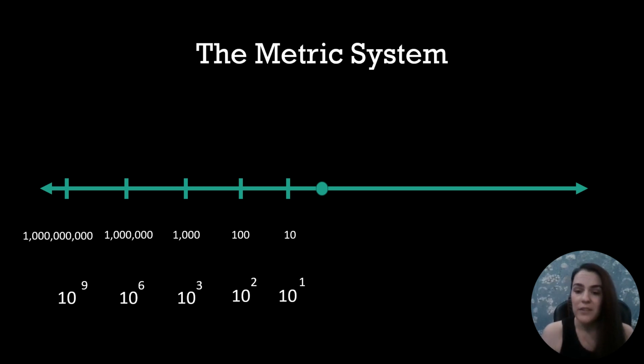Now if we look at the other side of the line, we can look at that in a decreasing fashion by tens. First we have 0.1. This can be written as 10 to the negative 1. This has 1 zero, but it is a smaller number. Then we have 0.01, 2 zeros, but it's a smaller number. So this is 10 to the negative 2. 0.001 has 3 zeros, 10 to the negative third.